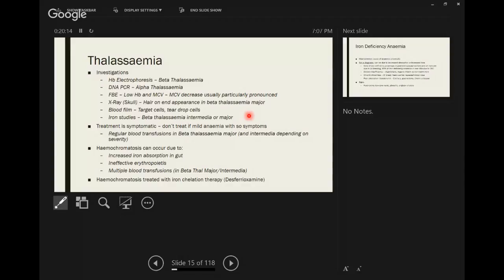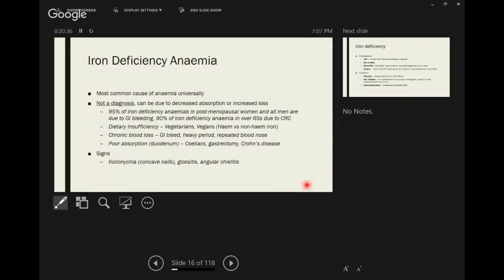It doesn't really realize that it's not able to do that. So yeah, ineffective erythropoiesis. It's not able to make hemoglobin as quickly, so that iron builds up. And also in beta thal major, you get multiple blood transfusions, so that iron builds up in the body. And that is treated in thalassemia's case with iron chelation therapy, so desferrioxamine.